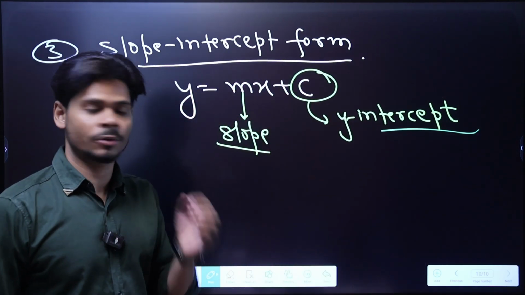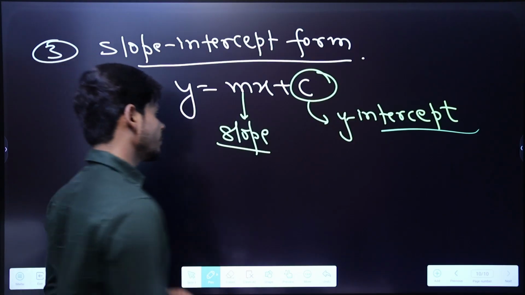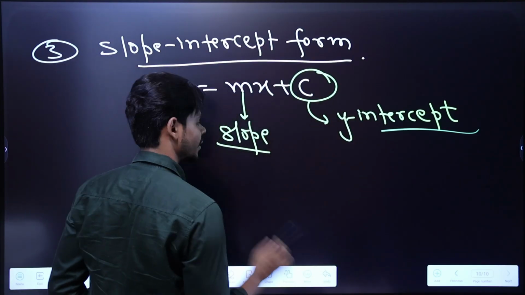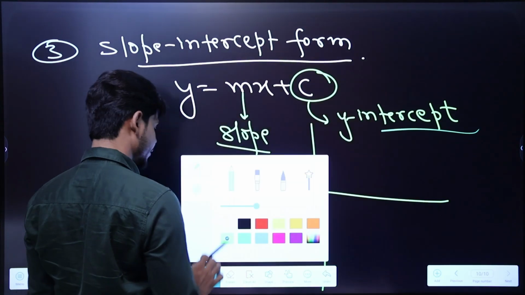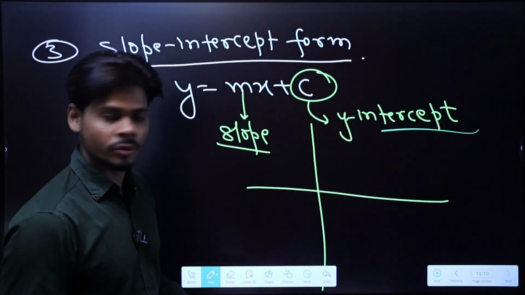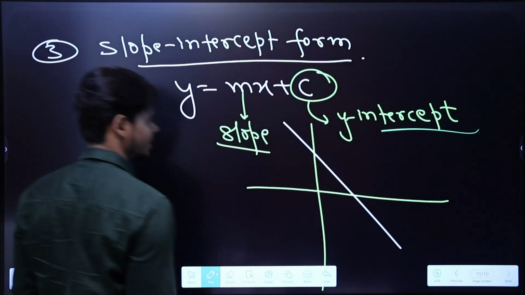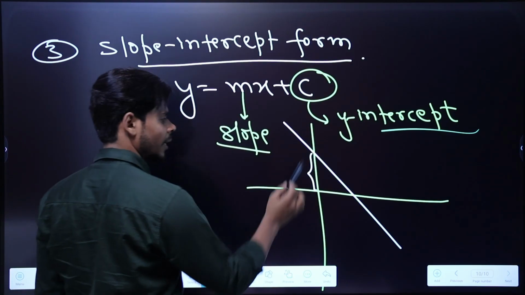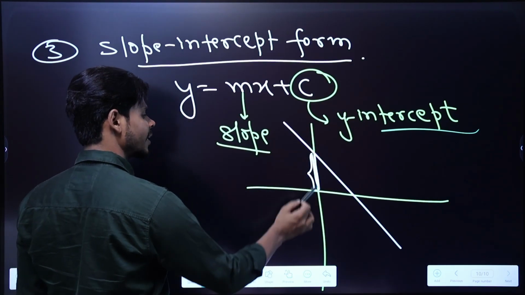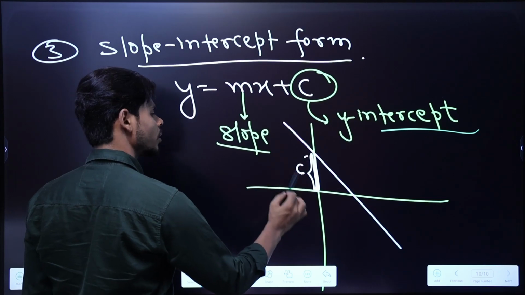What is an intercept basically? Let me make you understand. Let's say this is your x-axis and y-axis and a line. No doubt the line will pass through somewhere. Let's say this is the line that is passing. So the portion it cuts on the y-axis from the origin is called c.